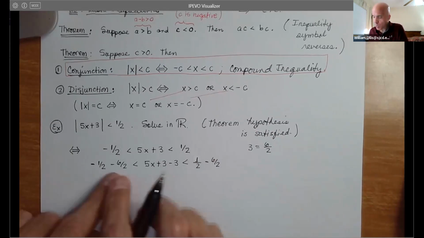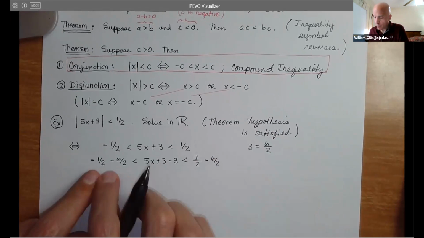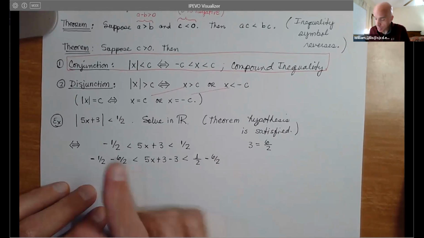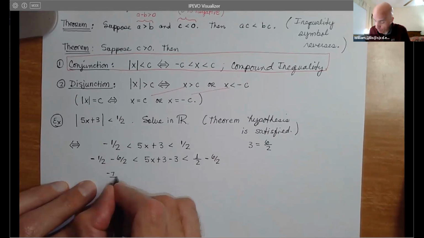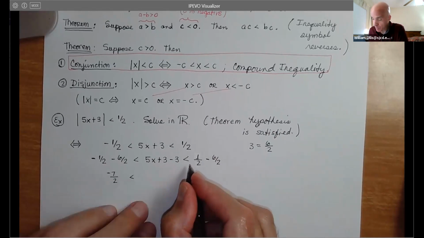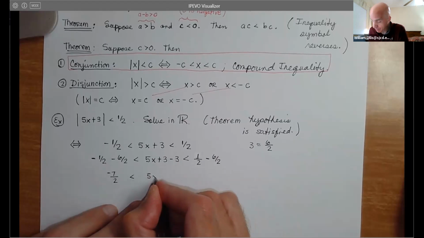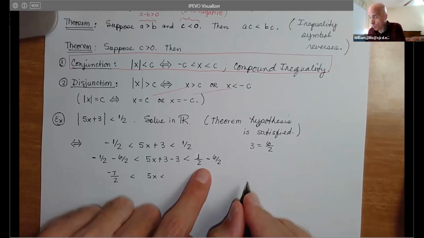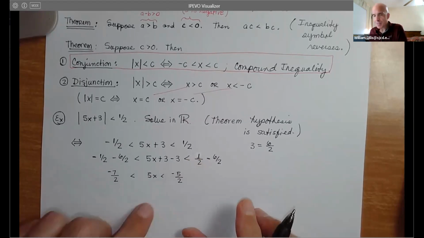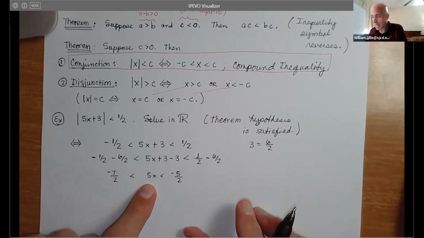So again, we've subtracted 3 from all of the expressions here in the compound inequality. So this will give us a negative 7/2. And of course, that's a 0, so 0 plus 5x is 5x. And then here, 1 minus the 6 is the negative 5. So now this is actually what we should have done. Now, in order to finish, we just have to divide by 5.